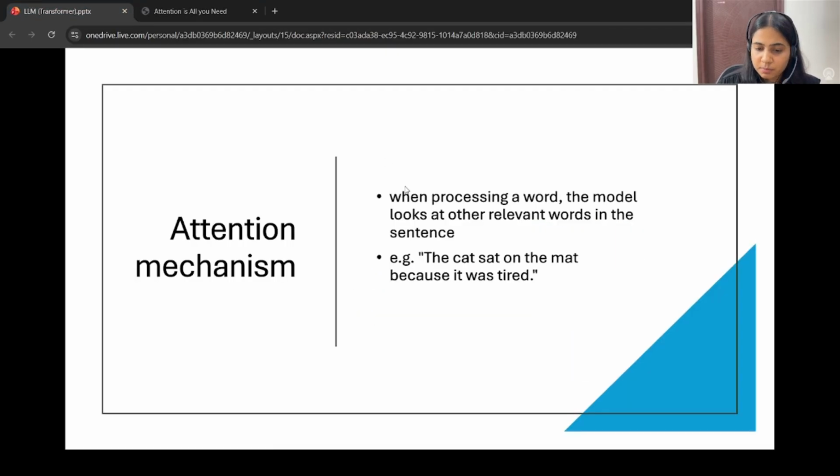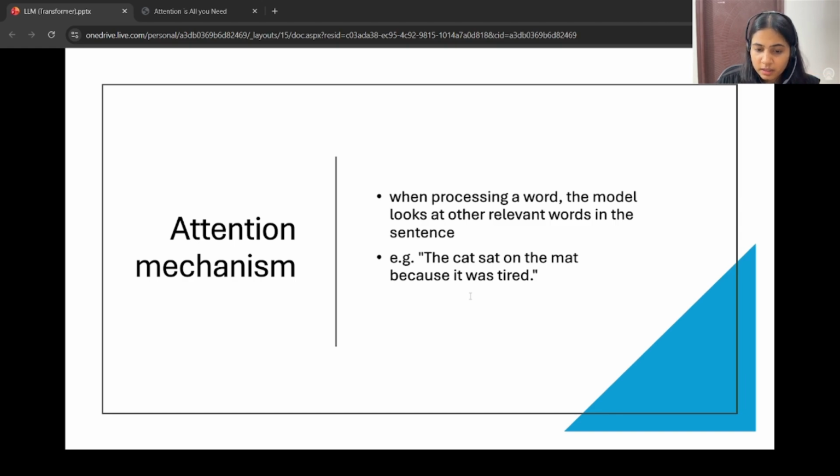So what is this attention mechanism? When we are processing a word, the model looks at other relevant words in the sentence. Self attention helps a model understand how words in a sentence are related to each other. It allows the model to look at all words at the same time and decide which ones are important for understanding the meaning of each word. So the model should know what all the words in the sentence are and how they are related to each other.